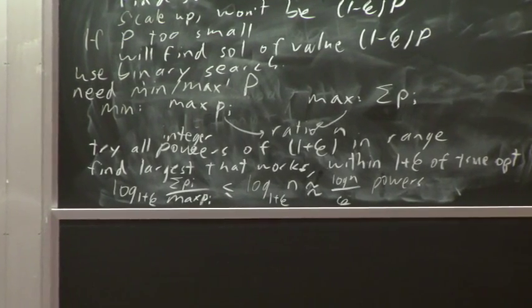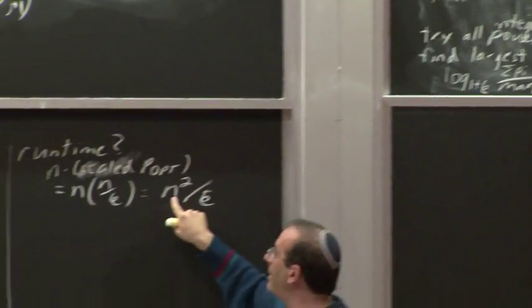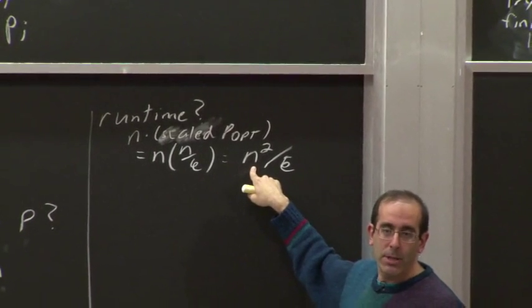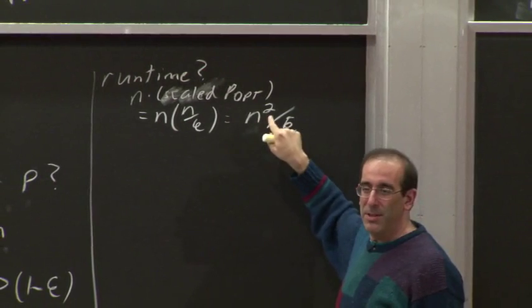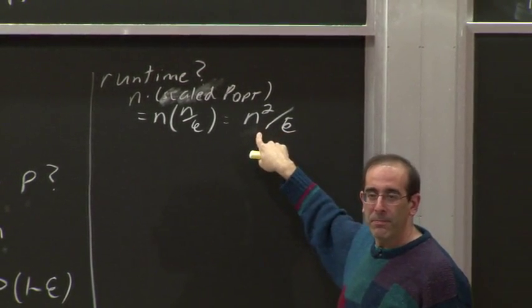Unfortunately, you're still using this as your oracle. So you're at least going to be spending n squared over epsilon time. And so, yeah, you can get arbitrarily close to n squared over epsilon, but you're never going to be able to beat that n squared over epsilon. Okay.